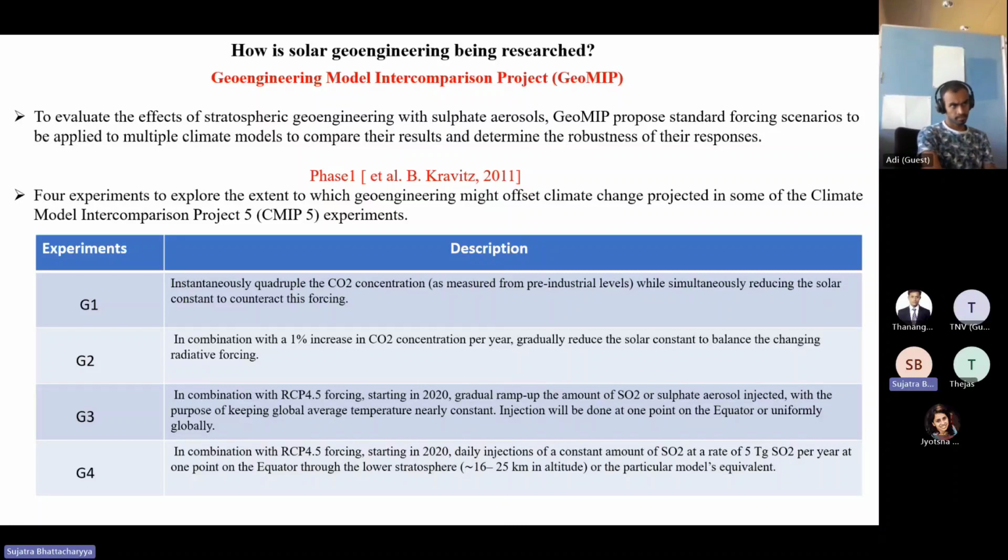In the third experiment, they use the RCP 4.5 scenario, and starting in 2020, gradually ramp up the amount of sulfur dioxide and sulfur aerosol injected, with the purpose of keeping the global average temperature nearly constant. In the G4 experiment, they use the same RCP 4.5 scenario, but this time they do not increase the sulfur aerosol concentration gradually; they inject it at a constant rate of 5 teragrams per year.